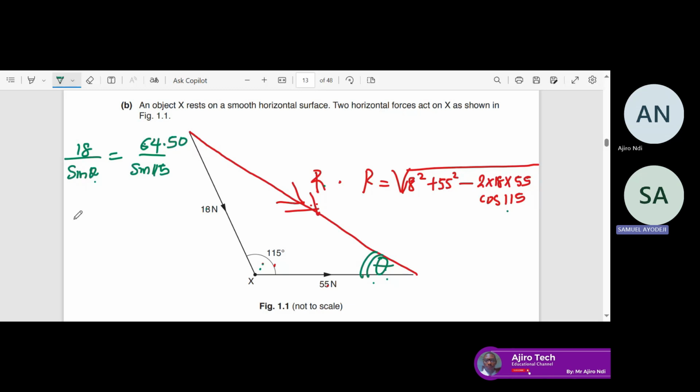If you are looking for theta, this will not give you theta directly. If I first of all do this, you can press everything together so that everything will give you arc sine. So that will be arc sine of 18 sine 115 over 64.5.